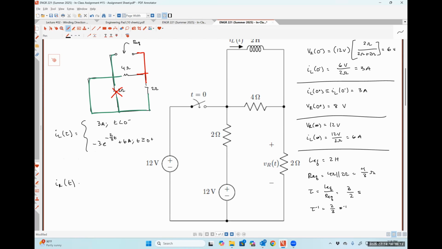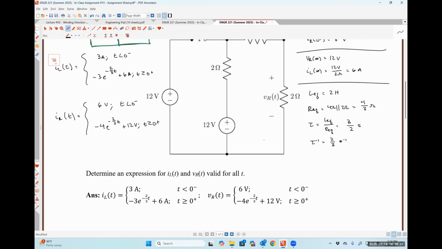IR as a function of time is going to look like 6 volts for t less than 0 minus. 8 minus 12 is -4 e to the minus 2/3 t plus 12 volts for t greater than or equal to 0 plus. And that's correct.